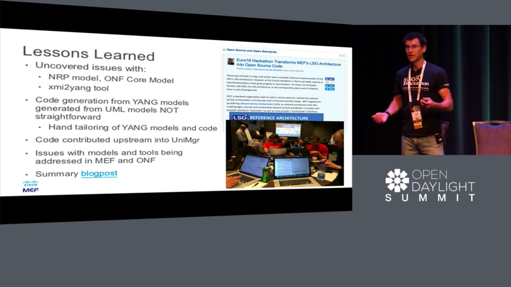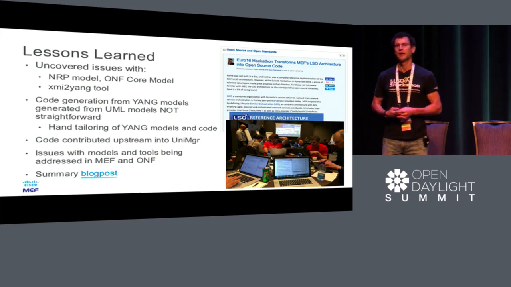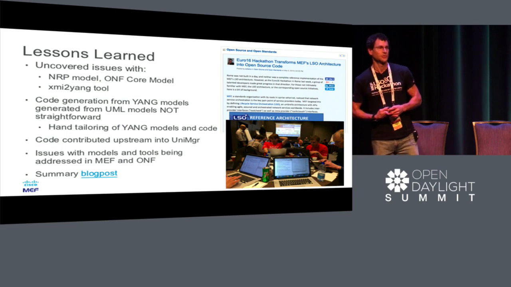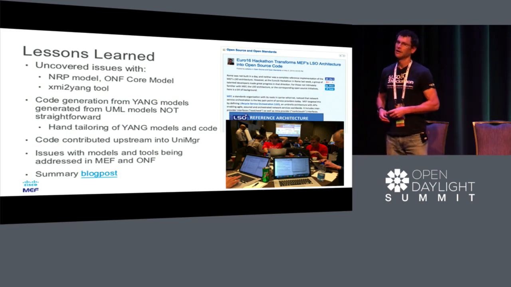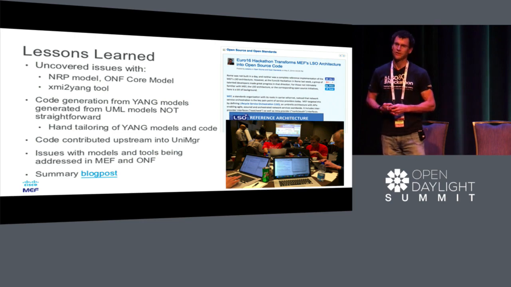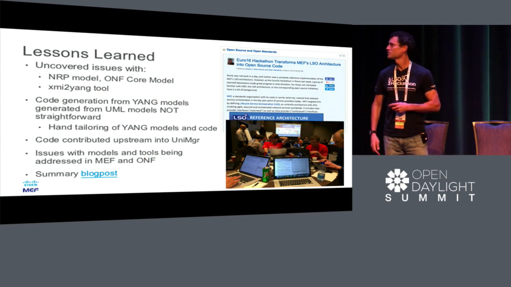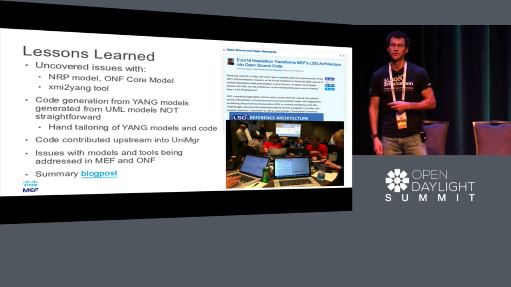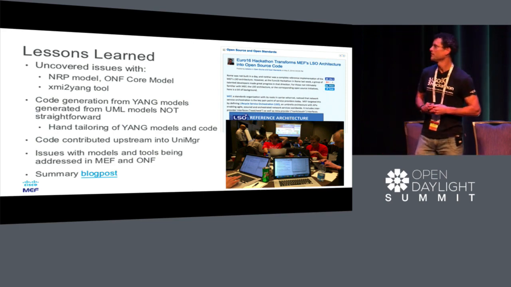So the good thing about that was we could feed that back into ONF, feed that back into MEF, and say, hey, there's some problems we're running into here, right? This whole idea of generating Yang models from UML models and generating code, it's not quite as smooth as we would hope. And that's allowing us to change course and do something better for the future, right? Better to learn, fail quick and then do something different.